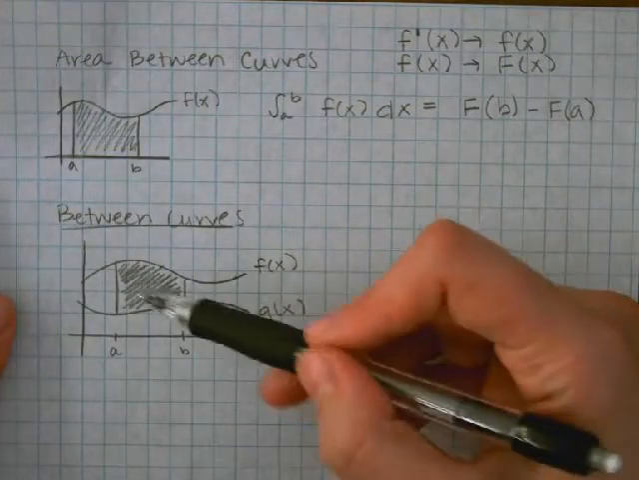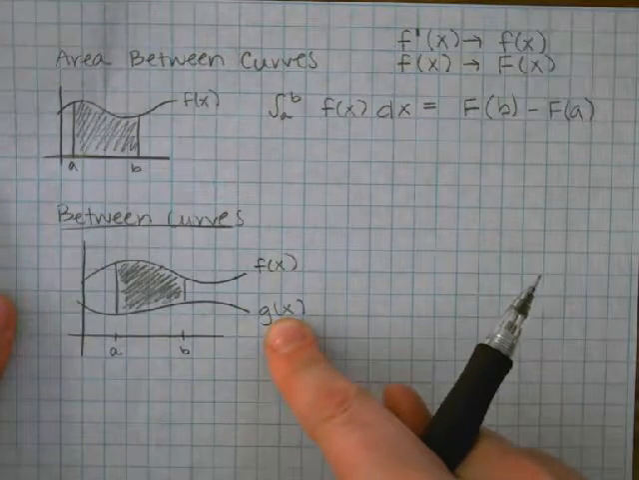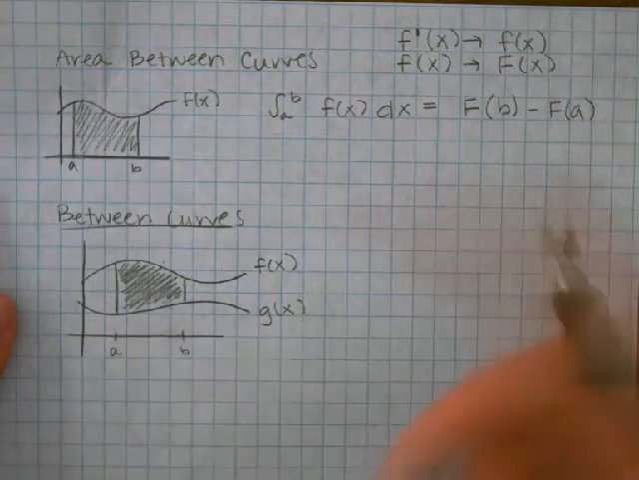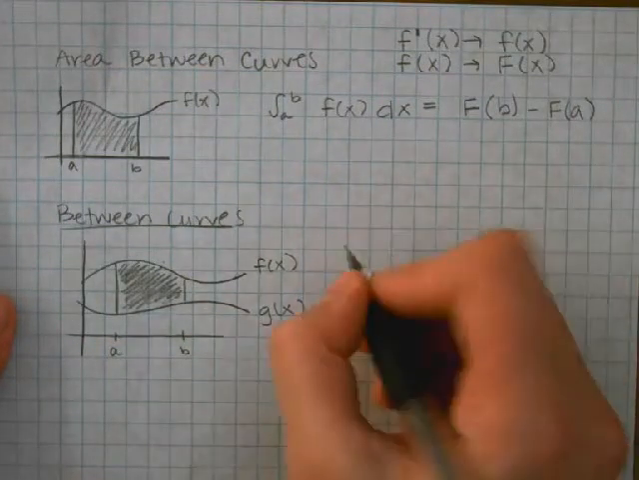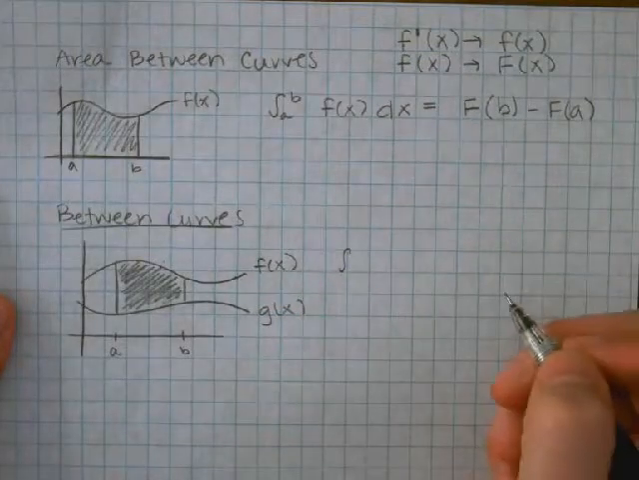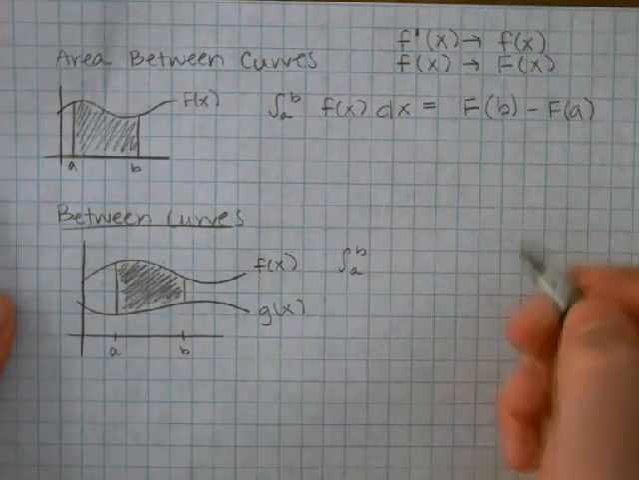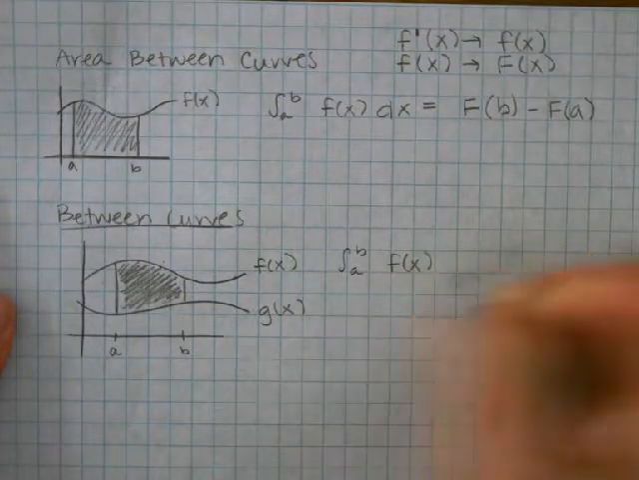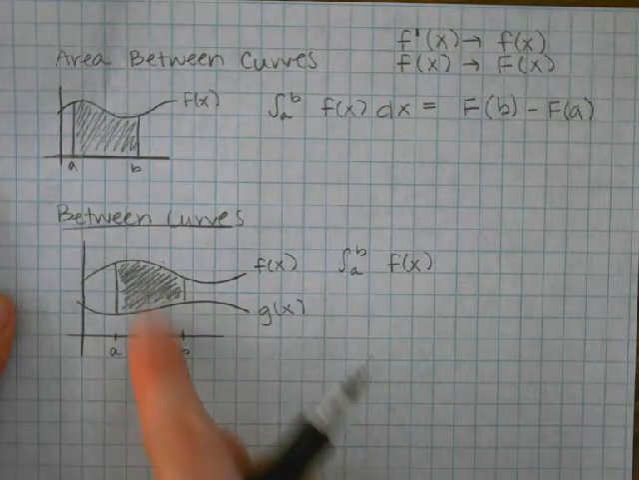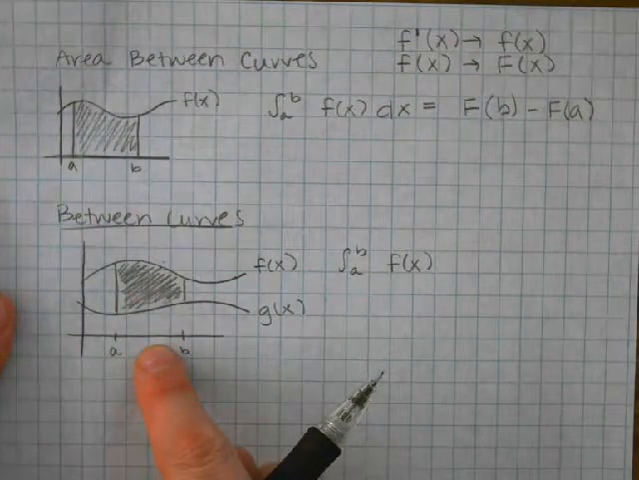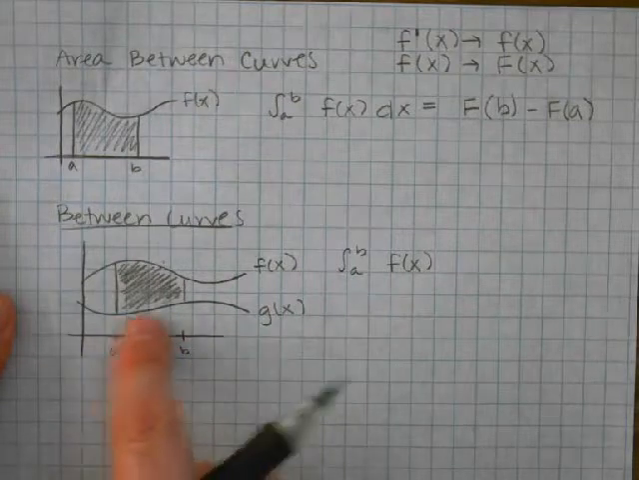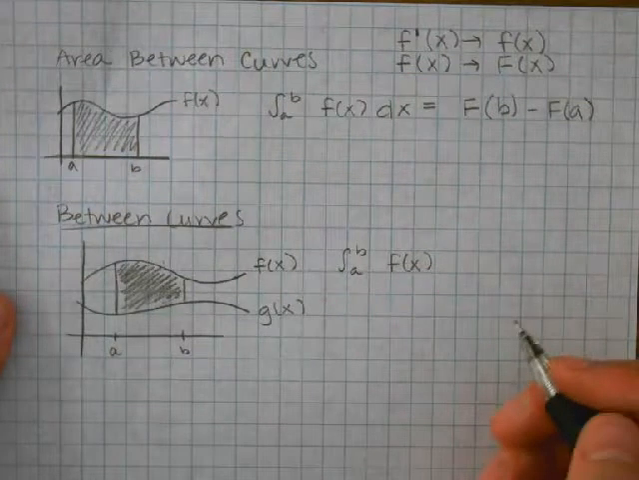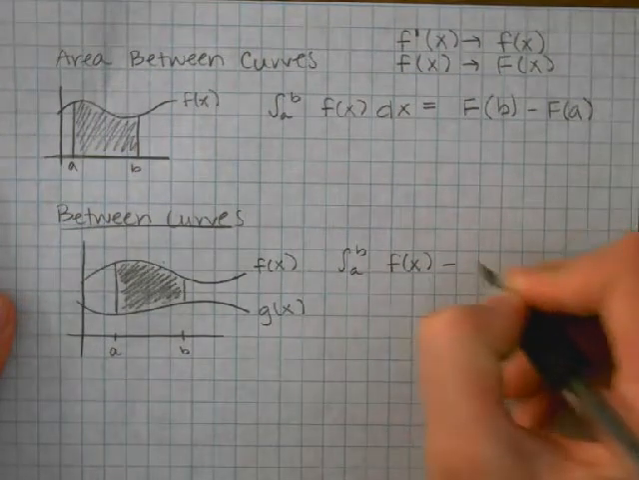So if we were ignoring g of x, and we wanted to find the entire area underneath f of x from a to b, how would we write that? From a to b, and then we would just say f of x dx, right? If the g of x wasn't there and the shading went all the way down, that's what we would say. Now if we have to get rid of the shading beneath g of x because we want to find the area between them, then what should we do? Minus g of x.